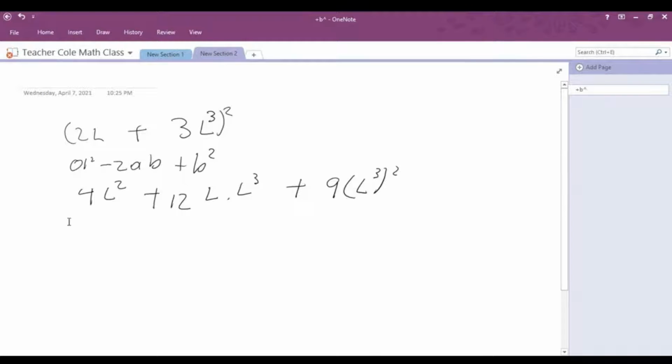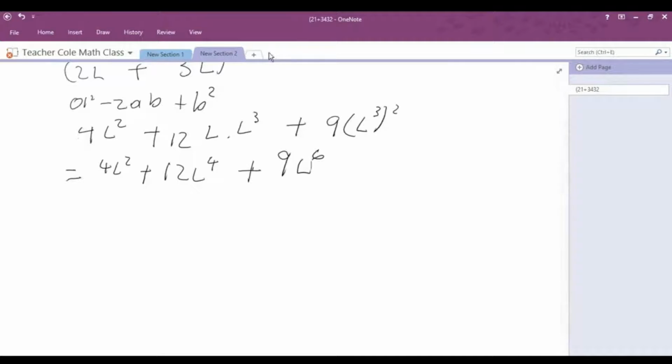Simplifying our answer, we know this would be 4l squared plus 12l multiplied by l to the third power, and this is also a power multiplied by a power. So we add the powers, and it would give us 12l to the fourth. Then the l cubed is being raised to the second power as well, so we multiply, and it should be l to the 6. The two important rules to know are when a power is raised to another power, and when you're multiplying a power by another power with the same base.